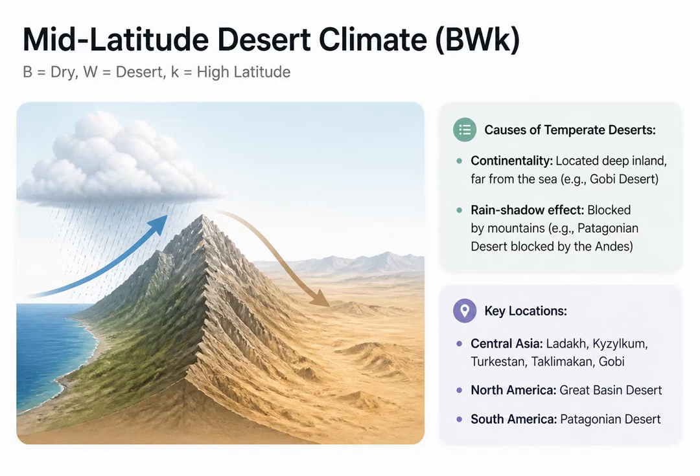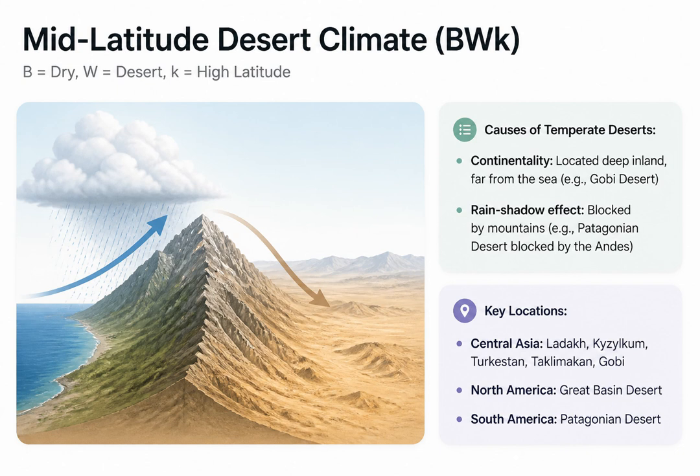Shifting our focus to higher latitudes, we find the mid-latitude or temperate desert climate, classified as BWK, where K indicates cold or high latitude. These deserts aren't dry because of subtropical high pressure. They are dry for 2 other reasons.